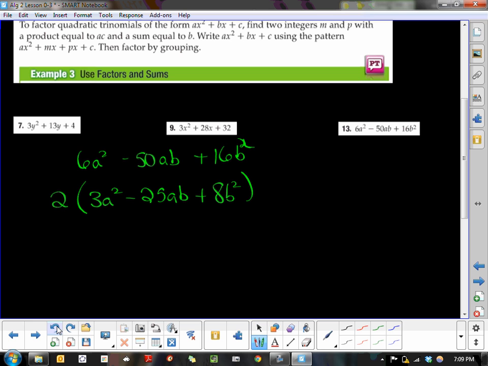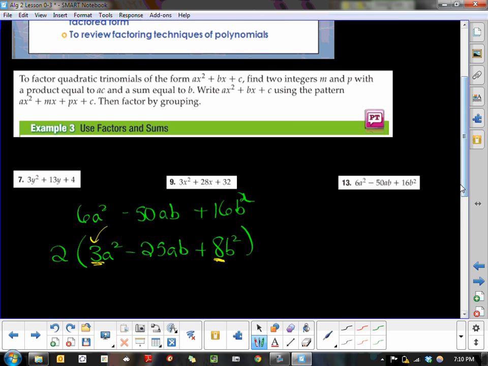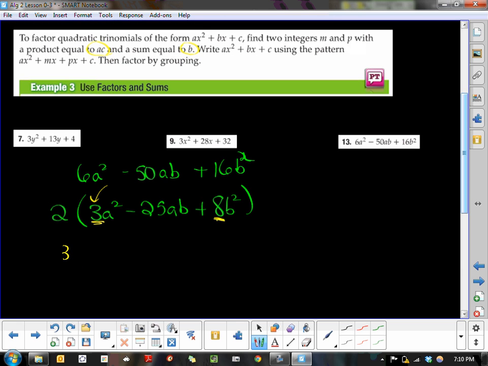Okay, so now I'm still left with this variety where I've got something sitting in front of the squared term. So I've got that 3 to take care of. Now I've got this 2, and then we're going to backpedal just a bit. I'm going to take the 3 times the 8. I'm going to do the old a times c trick, and I want to find two numbers whose product is ac and whose sum is b. So I'm going to take 3 times 8, which is our a times c, is 24.